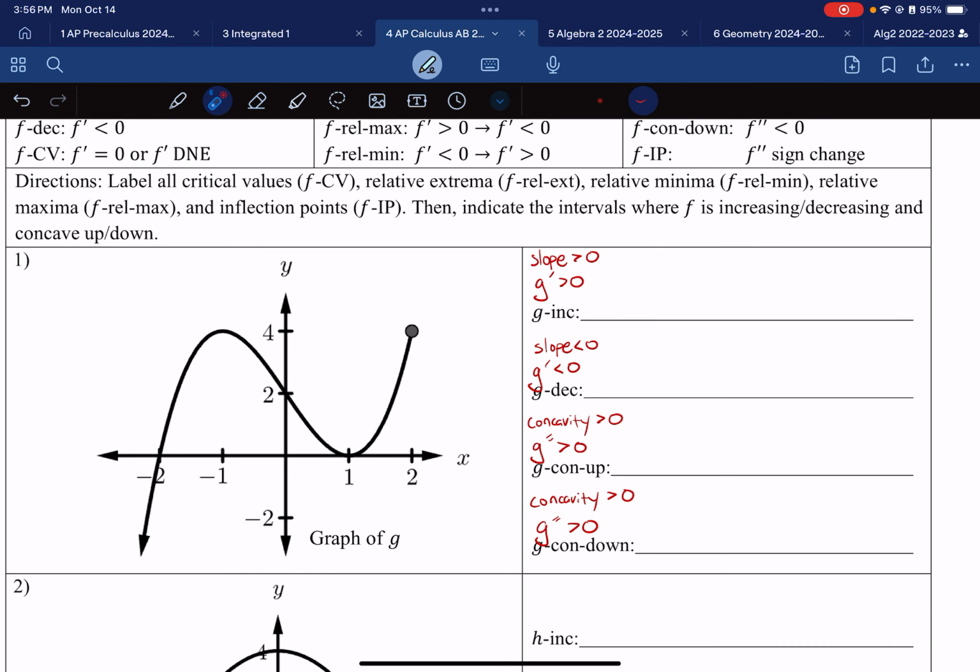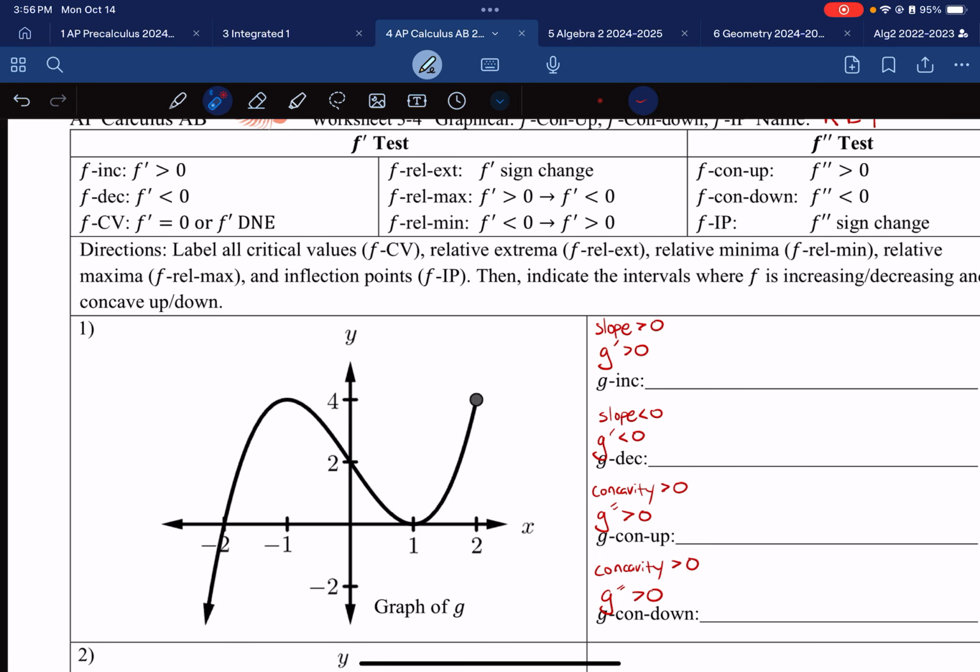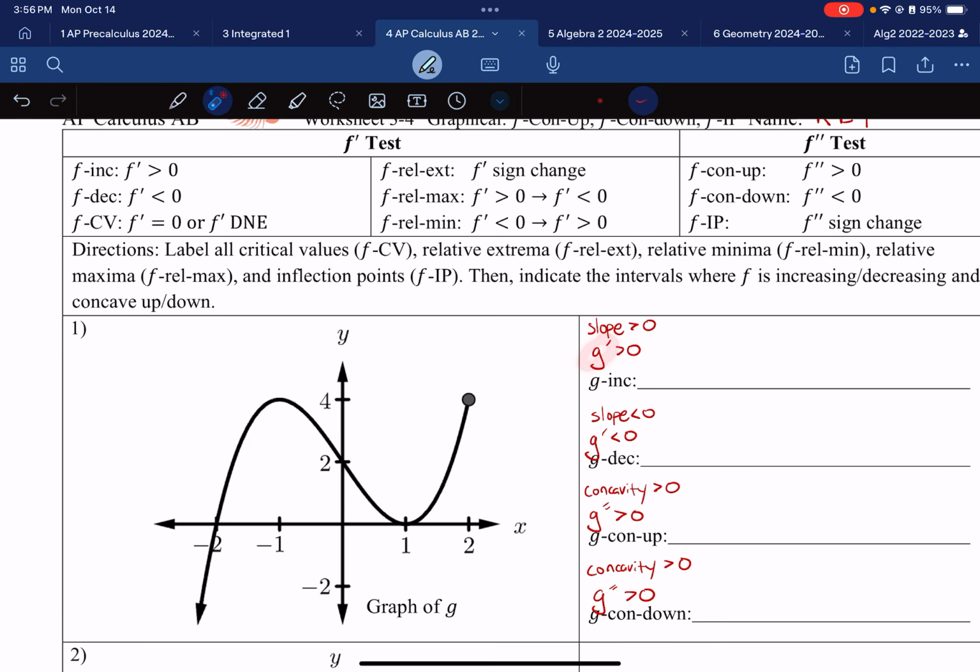This is going to help out a lot because a critical value is based on slope, because that's g prime. I'm looking for where I have a g prime that is equal to 0. I'm looking for a slope that is equal to 0. So I can see over here, the slope is equal to 0 at this point right here, which looks to be at x equals -1. I'm going to label that not as an f critical value, but a g critical value. And down here as well, this spot right here is going to be a g critical value of our g function.